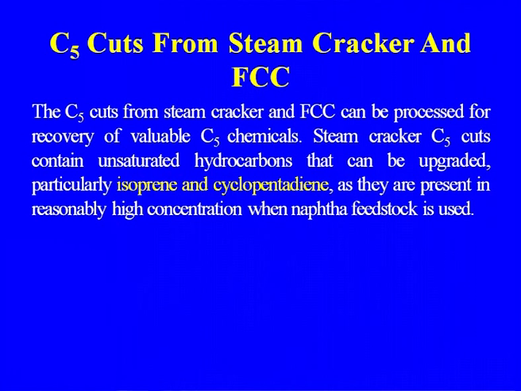So, the C5 cuts from the steam cracker and FCC can be processed for recovery of valuable C5 chemicals. Steam cracker C5 cuts contain unsaturated hydrocarbons that can be upgraded, particularly isoprene and cyclopentene, as they are present in reasonably high concentration when naphtha feedstock is used.